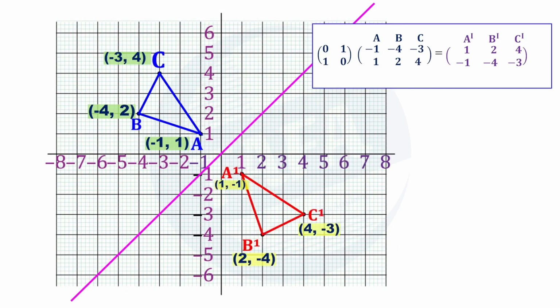So from this, you can see that A prime, B prime, C prime is a reflection of ABC on the line y is equal to x.